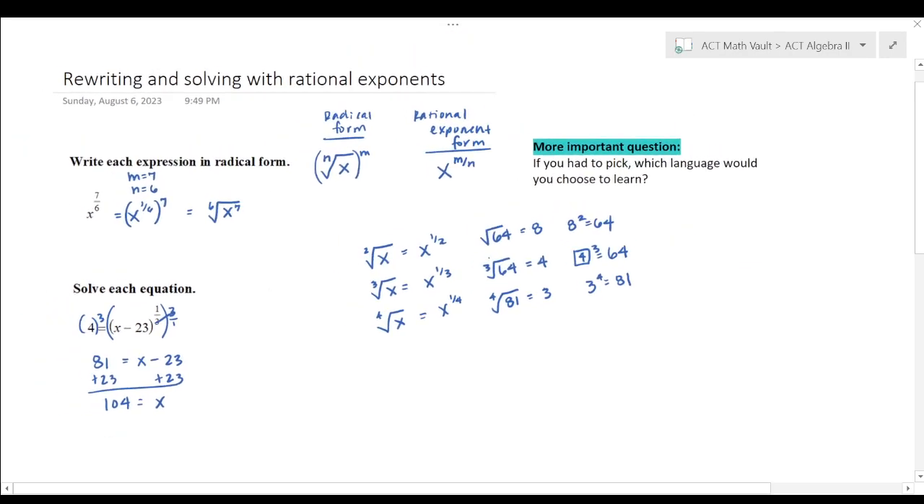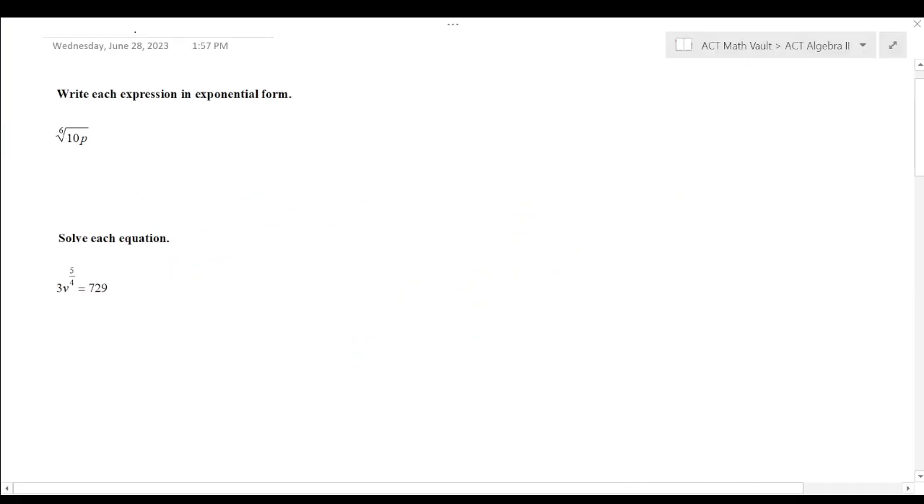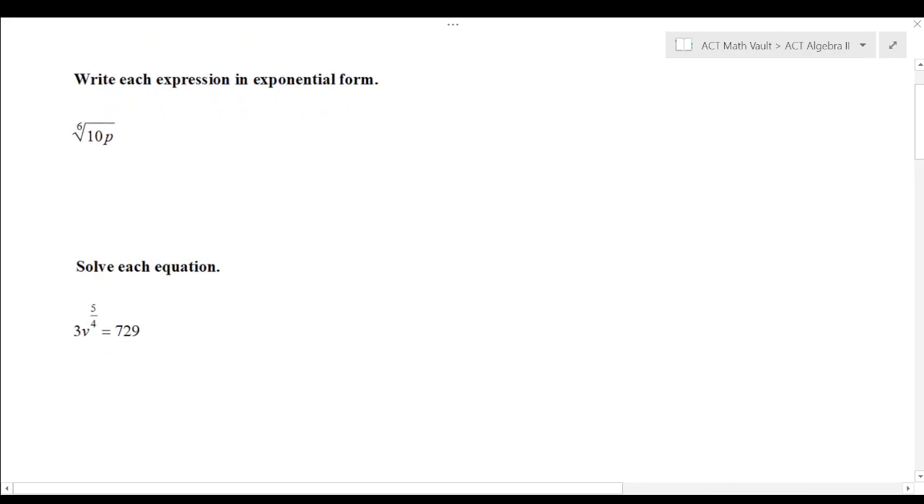So try a few practice problems here. Notice that this first one is very similar to my first one, but it has you going from radical form, the root, to exponential form. And then in the second question, it would be something very similar. You would have to use the reciprocal, but it's a slightly different setup of an equation. Try those. You can pause the video, see what the answers are in just a second.